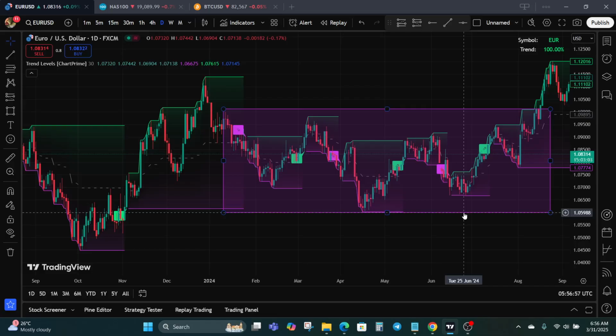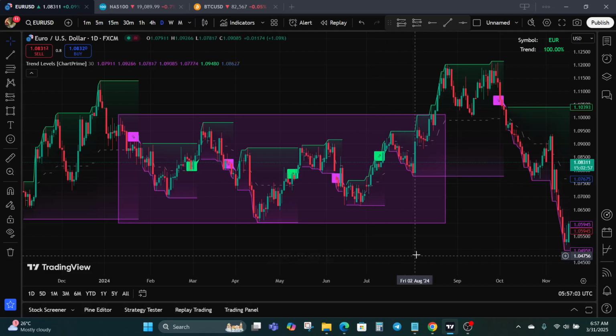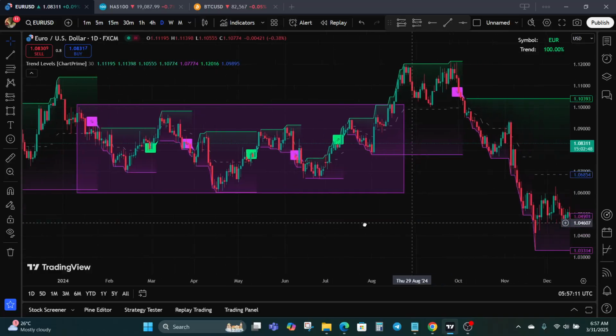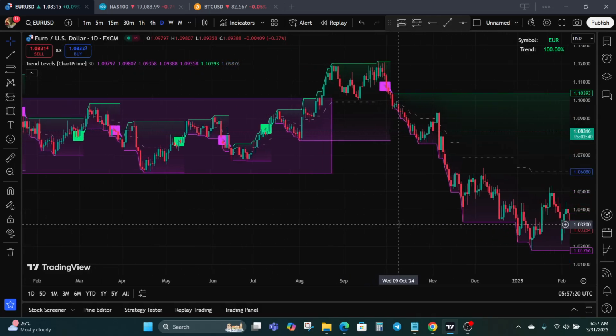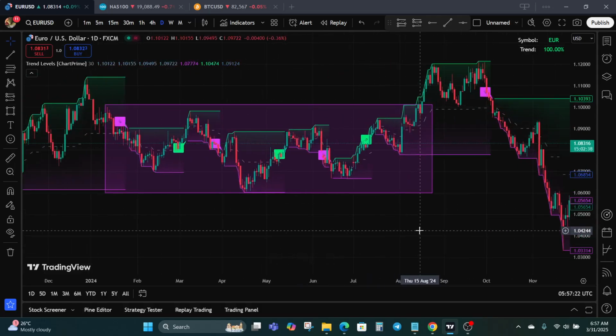Now, as traders, we all know that ranging markets can be a real pain. It's hard to make consistent profits when prices are moving sideways. But with the trend levels indicator, you can pinpoint when the market is in a trend and when it is not. So this is a game changer because it helps you focus your trading efforts on the best opportunities.